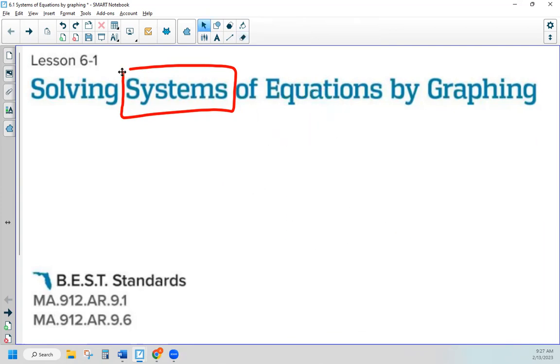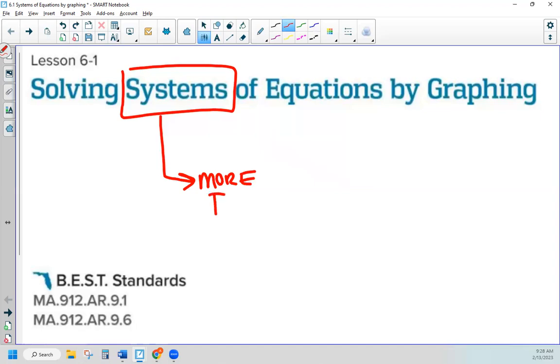So what does the word systems mean? Systems just means more than one. We are going to be dealing with more than one line. Ta-da! That's all there is to it. Now, what is it that we're going to be looking for? Well, we're going to be graphing them, and what happens when we graph them is we are going to decide what the solution is, because we always have to find some sort of solution. This is math.